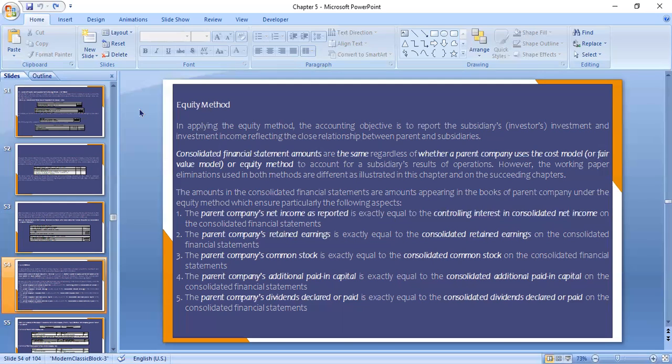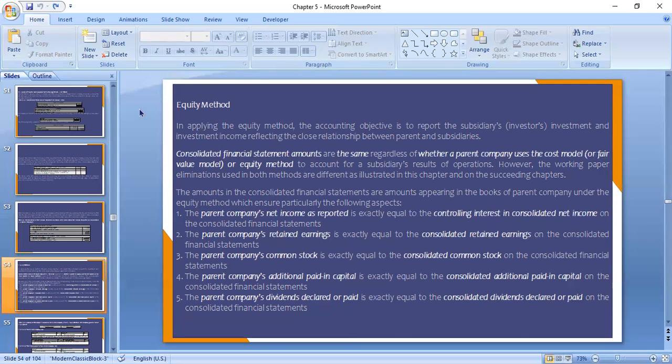Now under the equity method, consolidated financial statements amounts are the same regardless of whether a parent company uses the cost model, fair value model, or equity method to account for the subsidiary's results of operations. However, the working paper eliminations used in both methods are different, as illustrated in this chapter and on the succeeding chapters. Now, we are referring to the elimination entries.